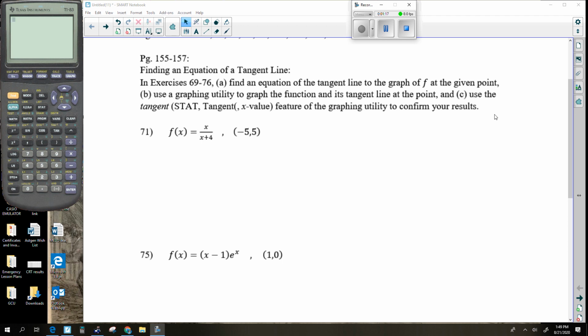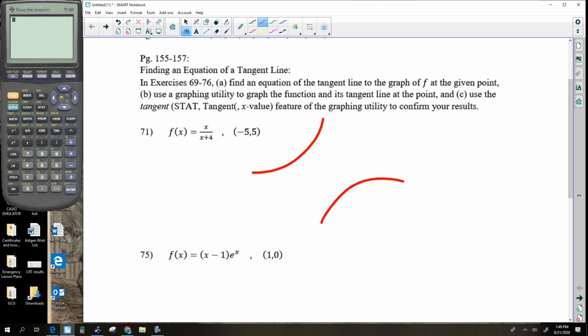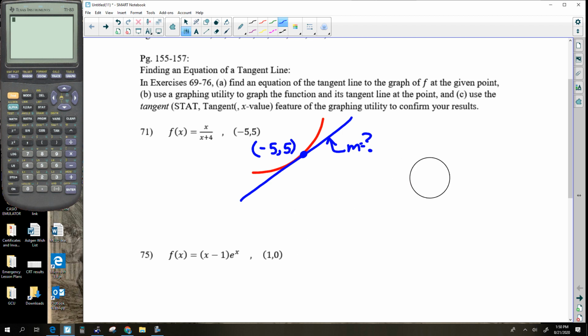So the hardest part about this, and the main part of this question, is finding the equation of the tangent. Again, a derivative is a slope of the tangent. I already have the point. I know that the point is going to be -5, 5. But what I don't know is the slope of that very specific tangent line. And so that is my big question right there.